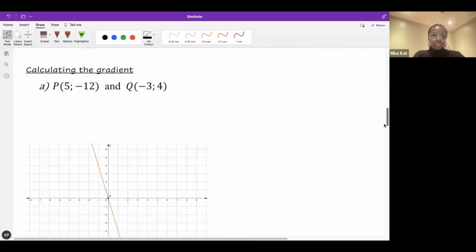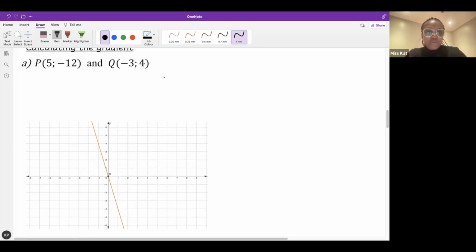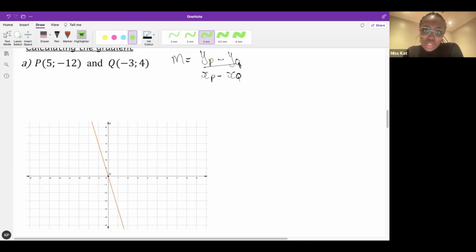I think we should practice first. Let's practice. Okay. We have a point there, P and Q. Okay. I'm going to rewrite my formula. M is equal to the y of P minus the y of Q over the x of P minus the x of Q. So as you can see, the P's are both first and the Q's are both second.